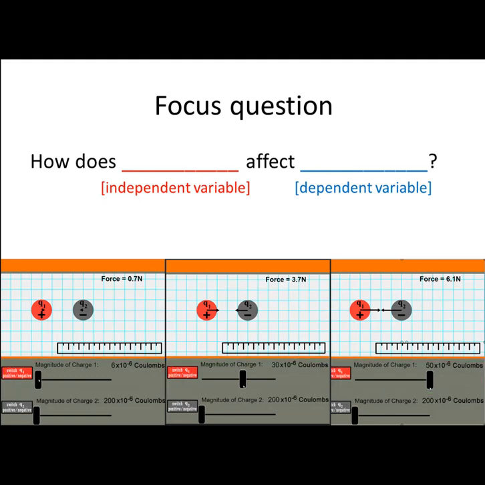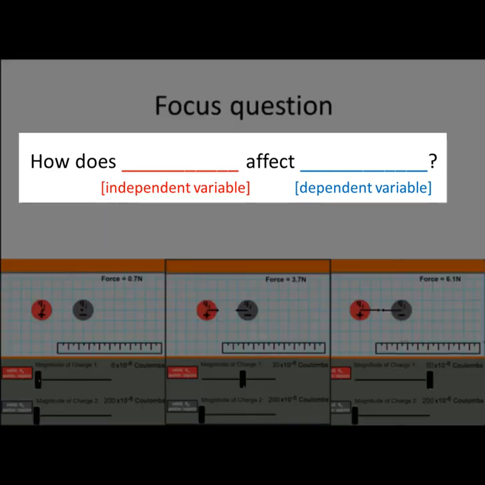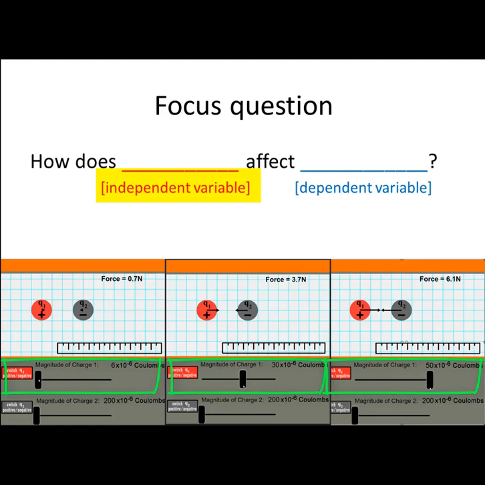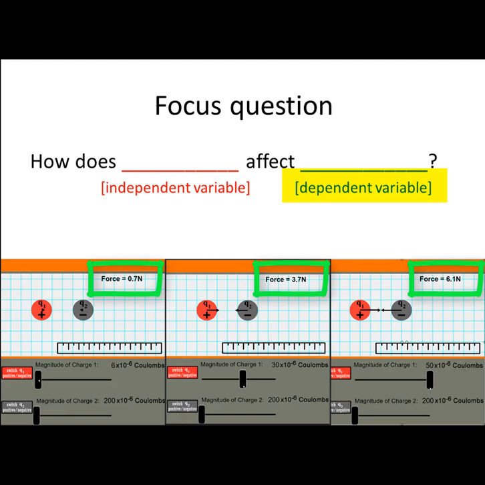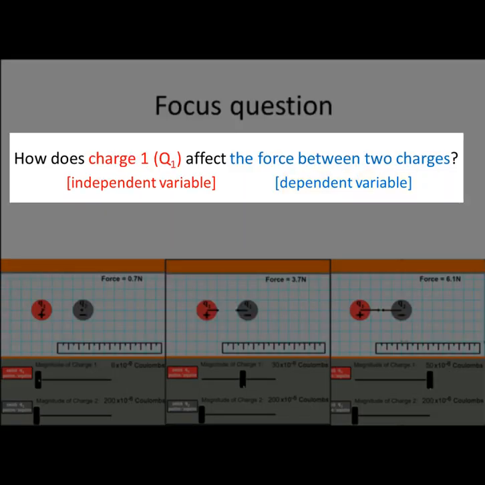So if that is what we're going to do, what is the question that we are researching? What is the independent variable? What are we making different between the treatments? And what is the dependent variable? What are we going to measure as an outcome? How does charge 1, or you could say the magnitude of charge 1, Q1, affect the force between two charges? To be exact, the magnitude of the force between two charges.